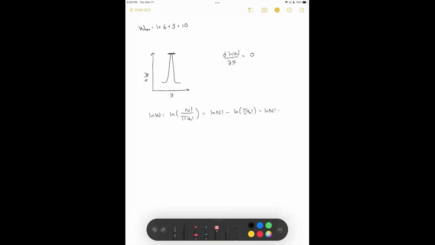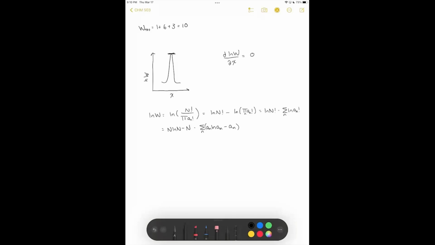So that we have the natural log of n factorial minus the sum of the natural log of the a sub n factorials. Now, here comes Stirling's approximation. So we'll say that the natural log of the weight is n natural log n minus n. And then we're going to have a sum of a sub n natural log a sub n minus a sub n's.